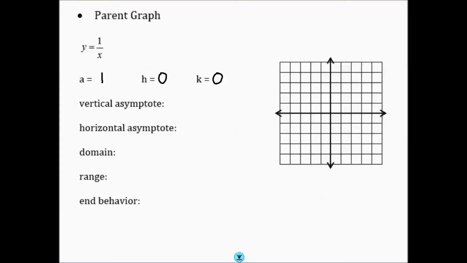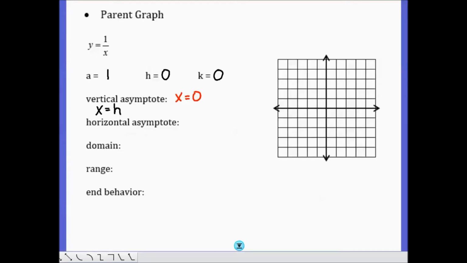Now, every rational function has a vertical asymptote. So this is going to be a vertical line, and if you remember back to Algebra 1, vertical lines are always x equals a number, and vertical asymptotes occur where the denominator of the function is equal to 0. So if I take the denominator, which is x, set it equal to 0, and solve, then I will get my vertical asymptote. So for the parent graph, our vertical asymptote is x equals 0. In general, you will have a vertical asymptote at x equals h.